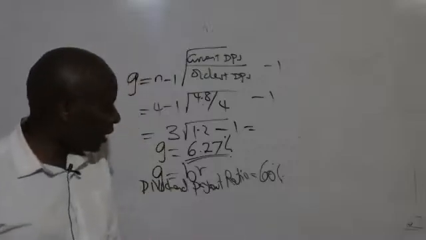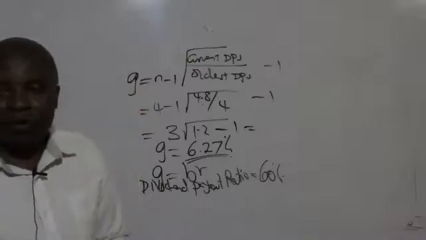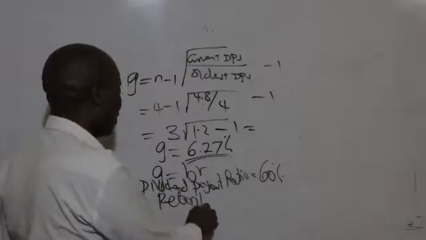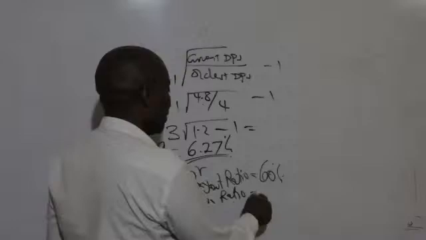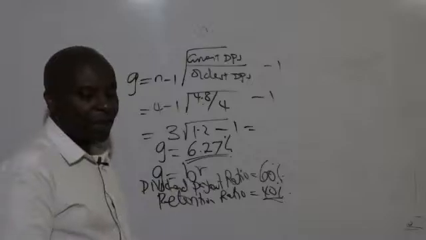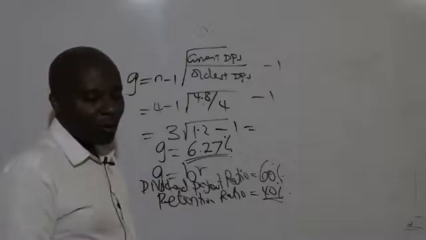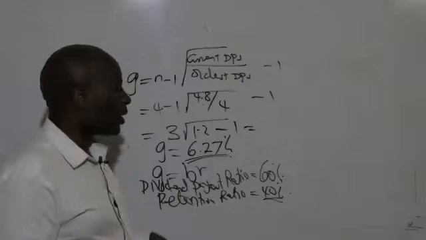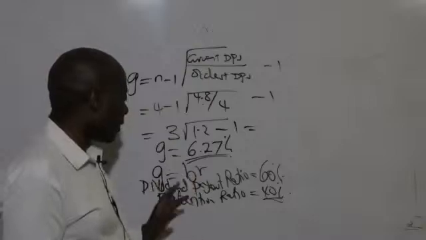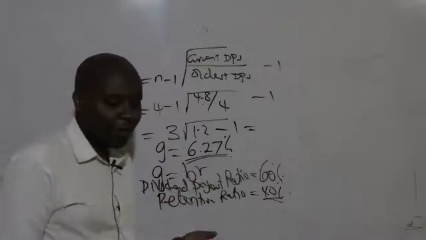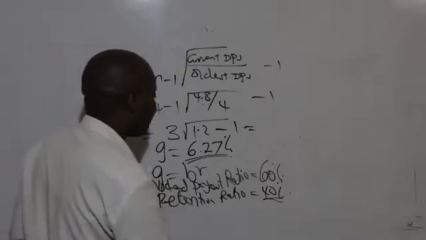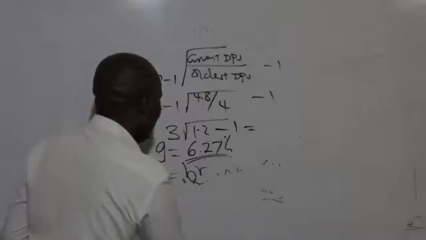So they've given us the dividend payout ratio, which is 60. So if we are paying 60%, we are retaining 40%. So then the retention ratio is 40%, which is the same as 0.4. Now, the moment I have this, I'll be able to go back to my formula. We are saying that G equals B times R. G equals B times R.